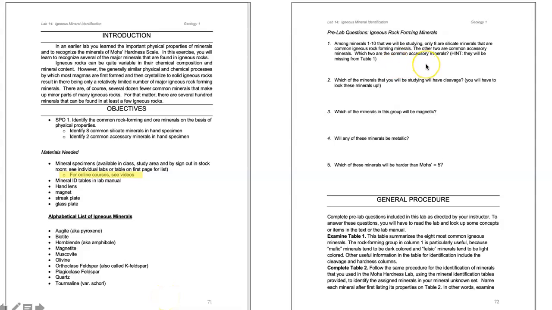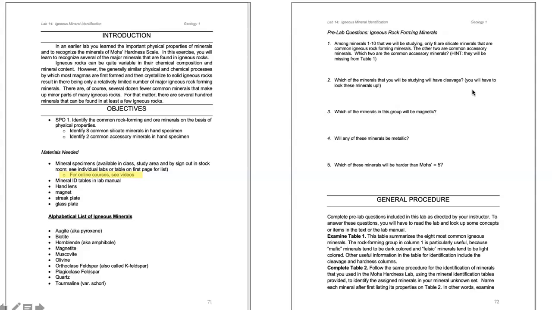The first question asks you, among the 10 minerals that we'll be studying, only 8 are silicate minerals. The other 2 are common accessory minerals. Which are those? And it says, hint, they will be missing from table 1. So I'm going to show you table 1 in just a moment. Which minerals that we'll be studying will have cleavage?